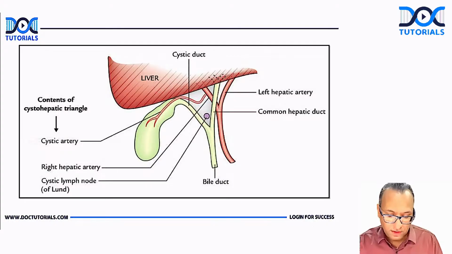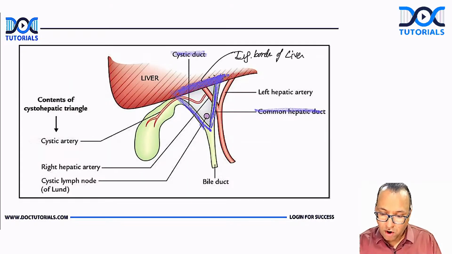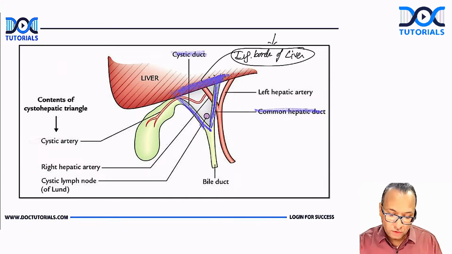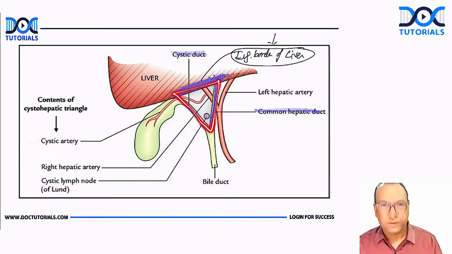If you are marking this as the hepatocystic triangle, then what are the boundaries? You can see for yourself: the common hepatic duct, the inferior border of the liver, and the cystic duct. Why should I know these boundaries? Because you are operating on the patient. You want to remove the gallbladder. If you want to do cholecystectomy laparoscopically, you will have to mark out this structure. What is that? Cystohepatic triangle.